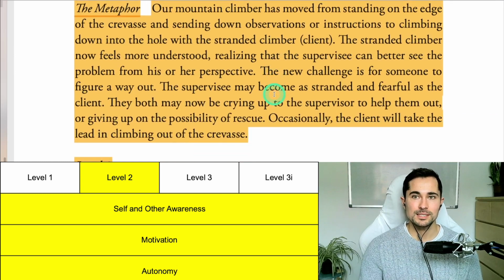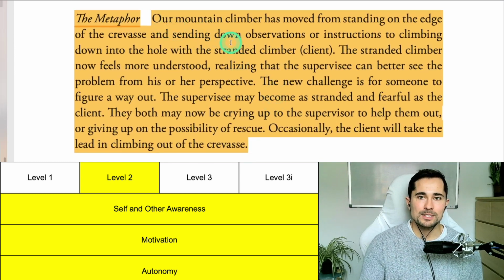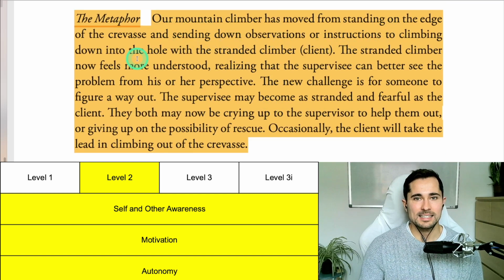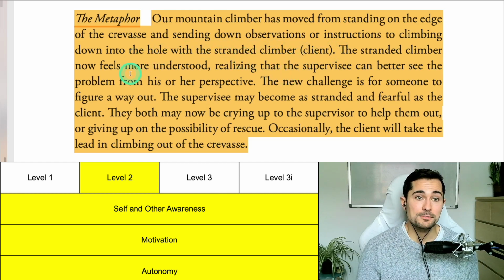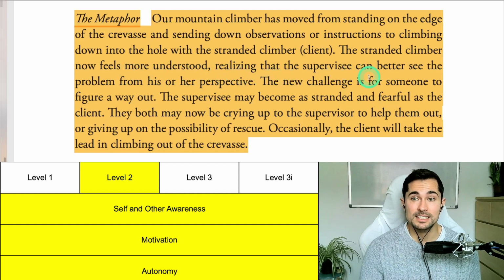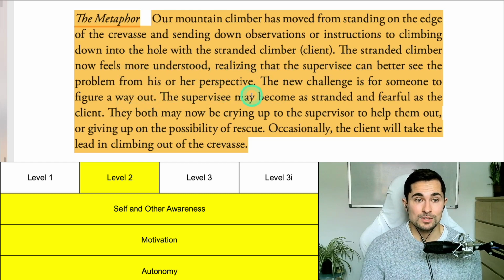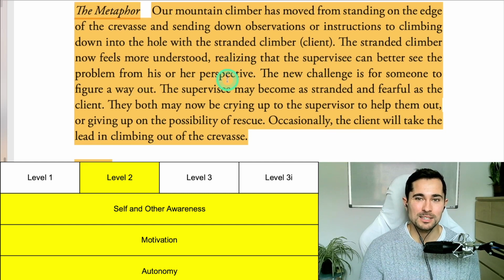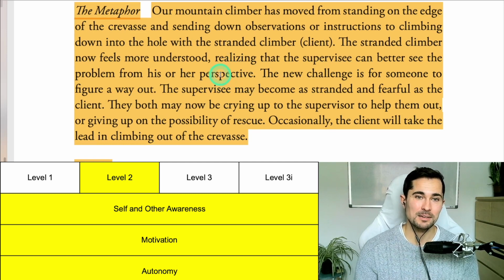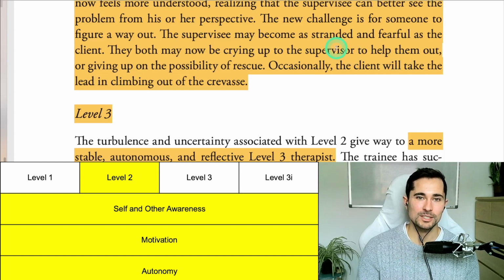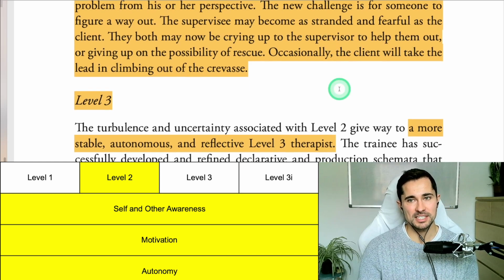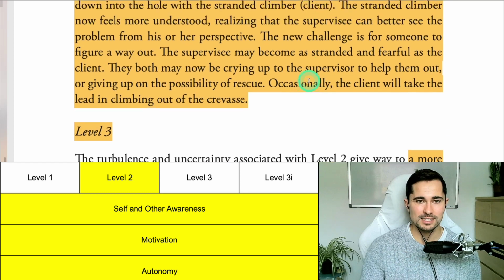So back to our metaphor then. Now the mountain climber has moved from standing on the edge of the crevasse and sending down observations or instructions to climbing down into the hole with the stranded climber. The stranded climber now feels more understood, realizing that the supervisee can better see the problem from his or her perspective. The new challenge is for someone to figure a way out. The supervisee may become as stranded and fearful as the client. They both may now be crying up to the supervisor to help them out, or giving up on the possibility of rescue. Occasionally, the client will take the lead in climbing out of the crevasse.